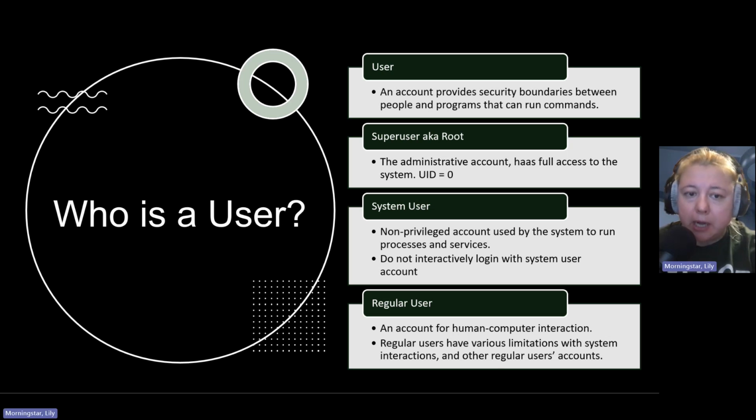System users are non-privileged accounts used by the system to run processes and services. We will learn about this in lessons 8 and 9. You do not interactively log in with these accounts. So basically they are system users, not regular users like human users who will be using the system. And as I mentioned, a regular user is just an account for human-computer interaction. Regular users have various limitations on the system that are set by an administrative user.